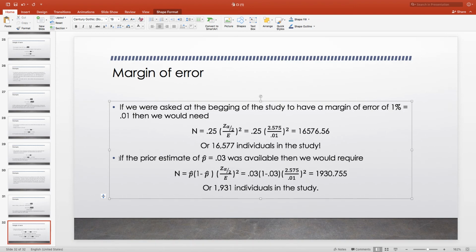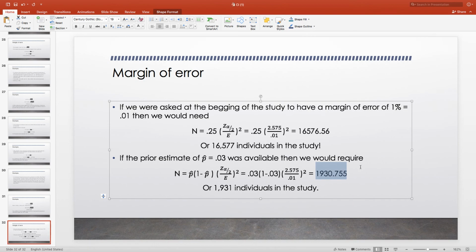Now, if they did have a prior estimate of 3%, then they could sample fewer people, okay? And the sample size required would be given by this formula. If they had an estimate for the proportion of individuals that experience side effects, they'd see that they need to sample or have 1,931 individuals in this study.